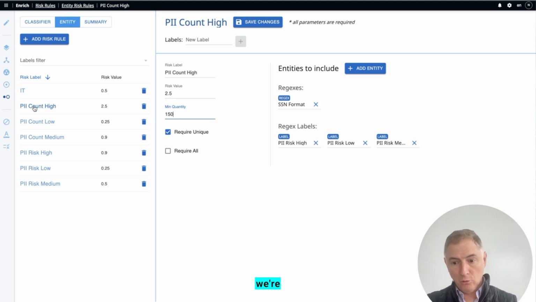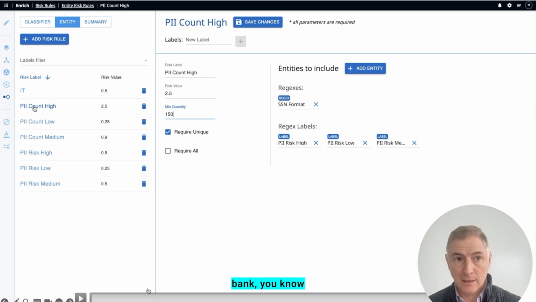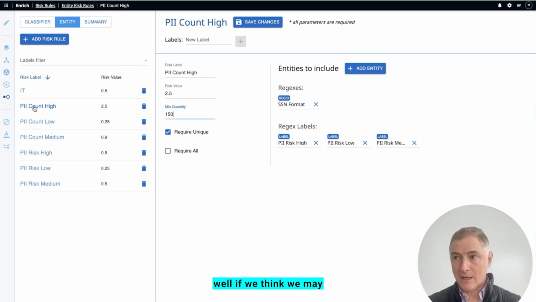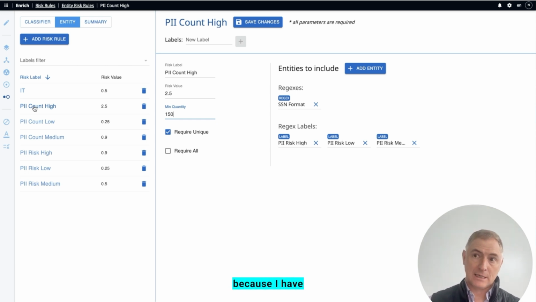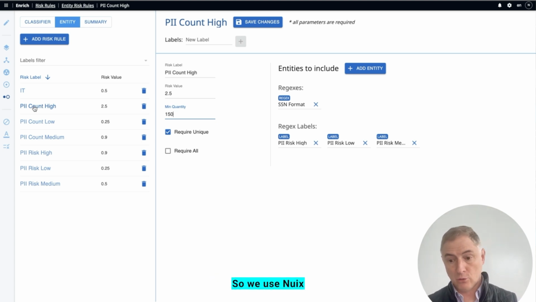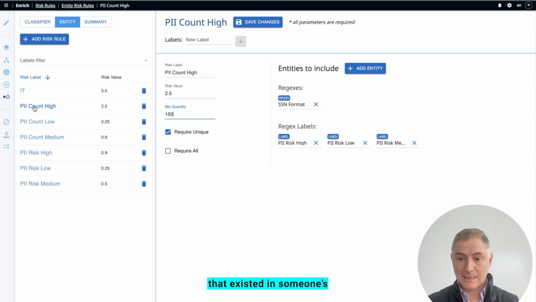So in our example, when we're thinking about X Corp Bank, they had an issue. Their consumers were complaining. What we then did is said, okay, well, if we think we may potentially have had a data breach because I have this third party that's targeting our customers and asking them to send money to a specific Bitcoin address, odds are we have a data privacy issue. So we used Nuix Data Privacy, the Nuix Neo data privacy solution, to basically scan that information. That scan resulted in an account list that existed in someone's share, sort of outside its normal location.